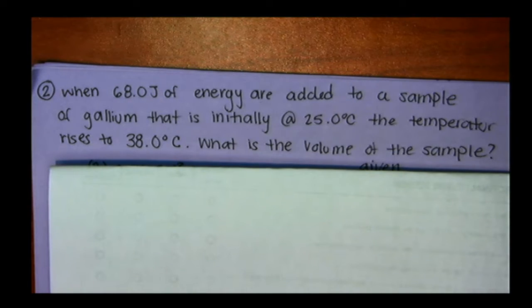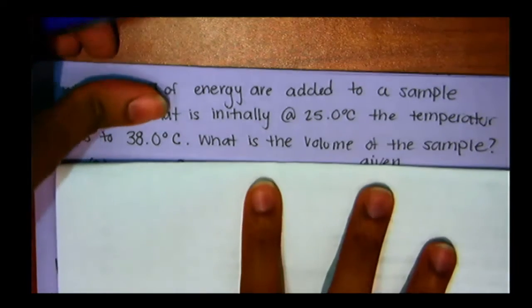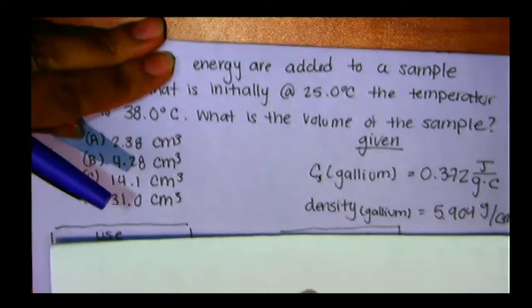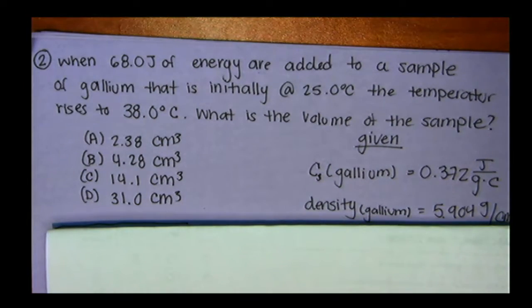You have this amount, we don't know yet, we know volume of sample that is initially at 25 degrees Celsius. It changes to 38 after you put this energy into it. So I'm putting in energy and I'm getting a temperature change. I know that I'm going to be using Q equals MC delta T. Now the tricky part is finding the volume.